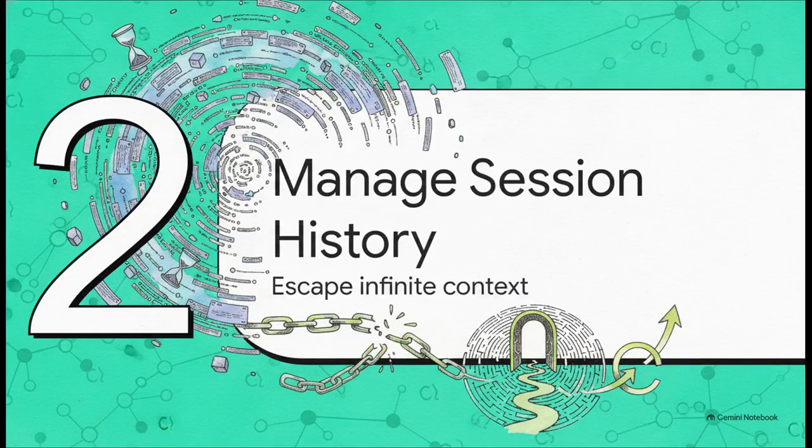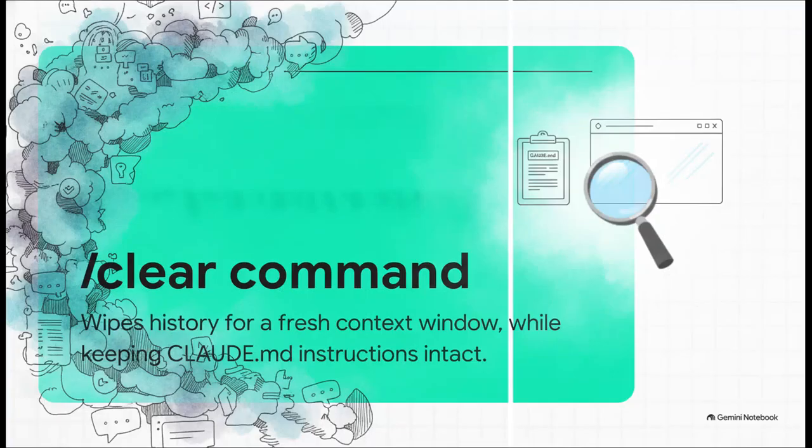Moving to Section 2, managing your session history and escaping the infinite context loop. We developers have a really bad habit of treating an AI conversation like a permanent workspace. You finish one task and you just casually ask the next question in the exact same chat. But here's the catch. Claude rereads the entire chat history on every single turn to give you that seamless sense of continuity, which means your token usage is ballooning exponentially.